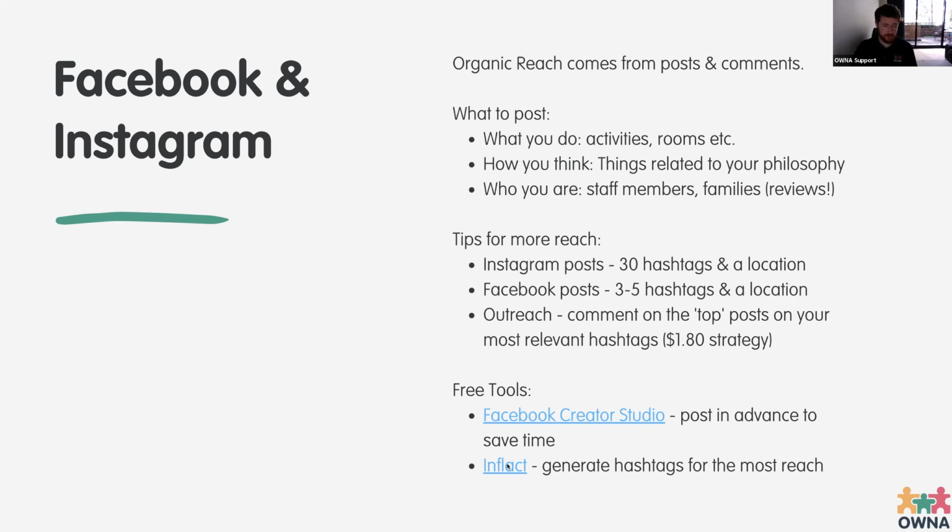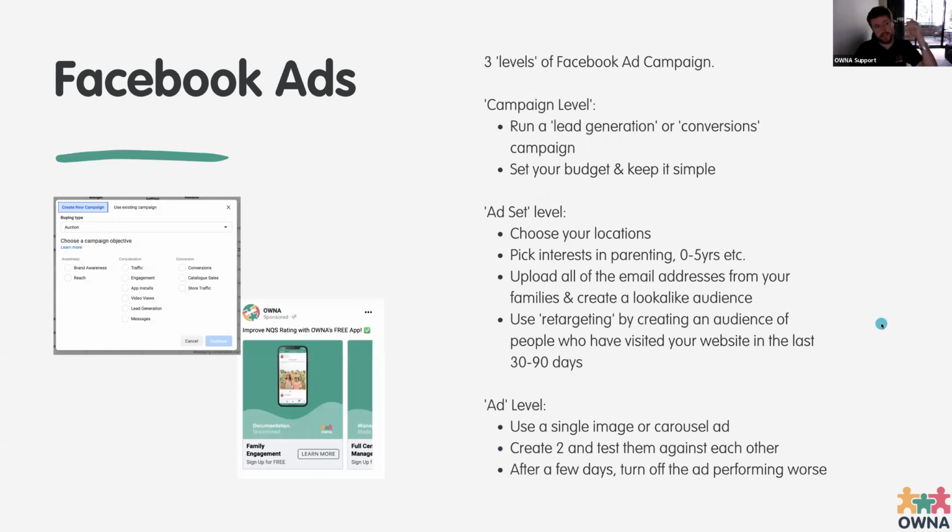And the other free tool is called Inflect, which auto generates hashtags for you. So if you put in your suburb, it would tell you all of the top hashtags that people use for your suburb. And obviously if you put in your service, similar thing. And again, they're all linked. So when I send you the PDF, obviously go and do that.